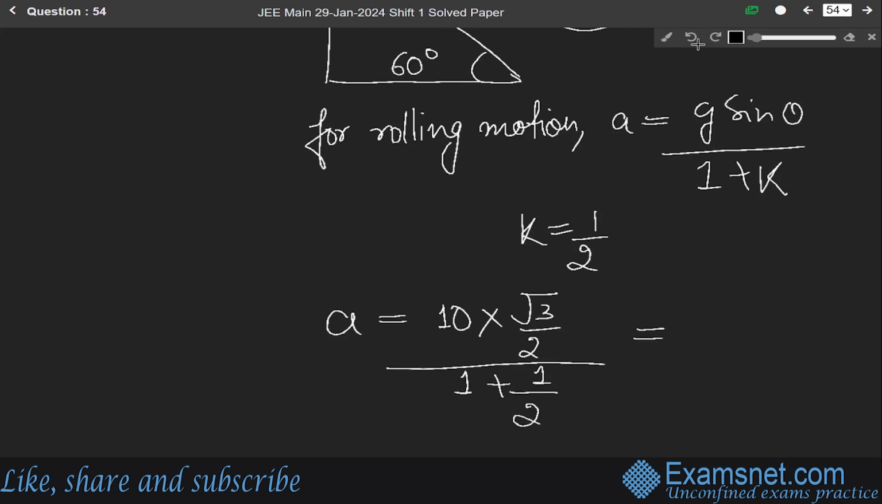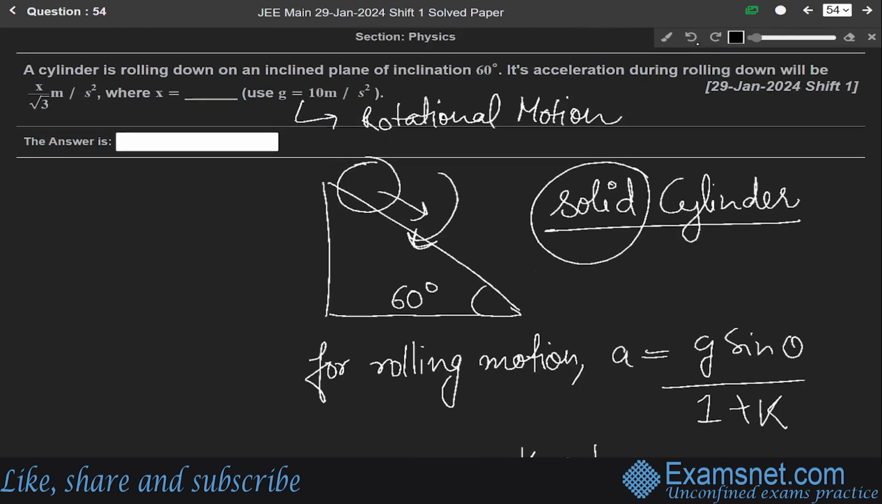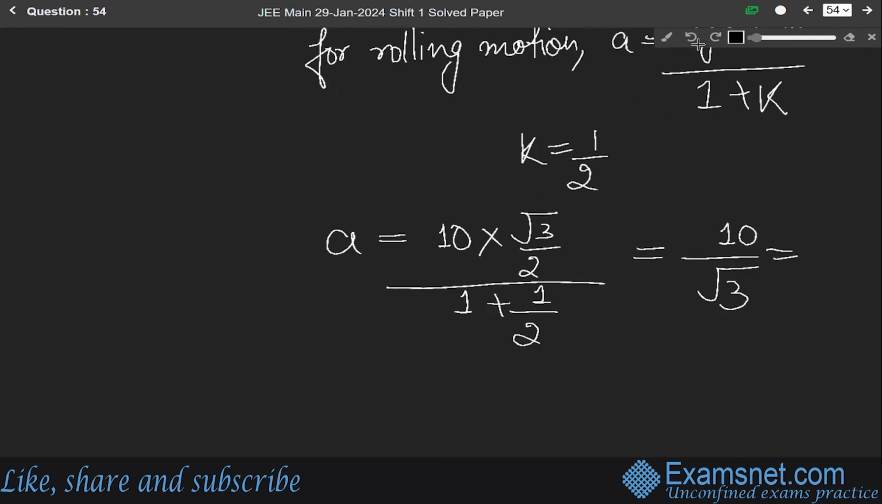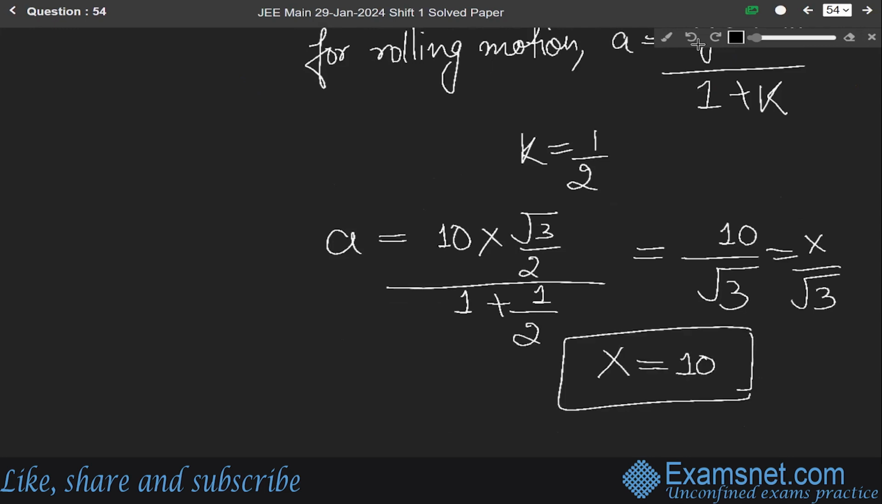Now solving it, we get 10 by root 3. Now equating it with the given expression x over root 3. The question is asked about x over root 3. So the value of x is 10. Okay, this is our final answer.